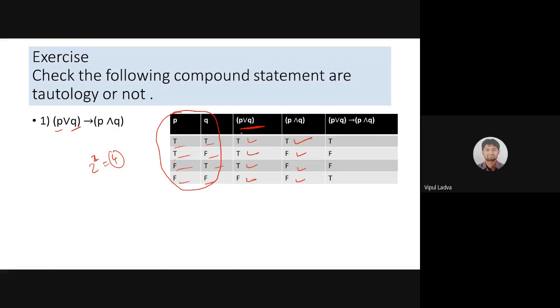Now we are supposed to apply the conditional statement for both these columns. And conditional statement, what was it? Remember: if A then B. That means if A is true and B is true, then it will always be true. So true gives us the value true. True, false, surely this will lead to false.